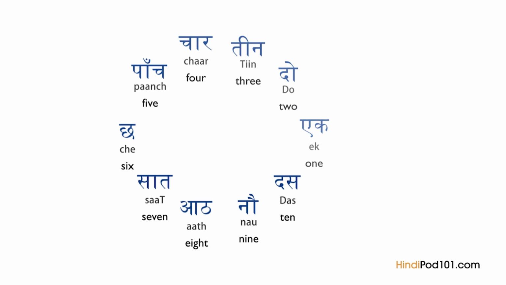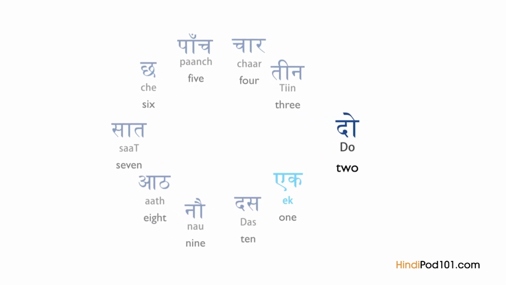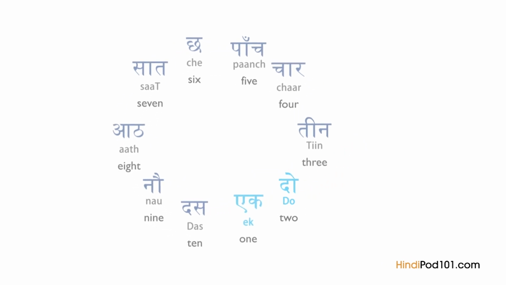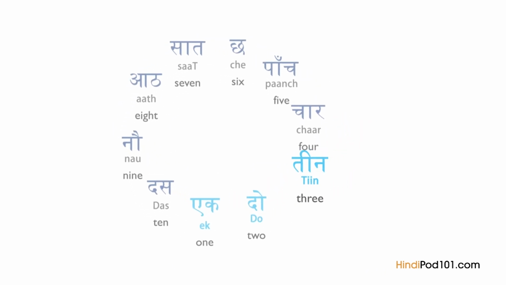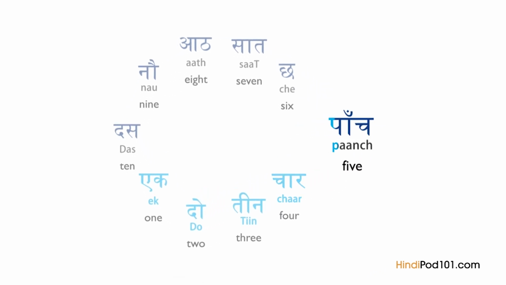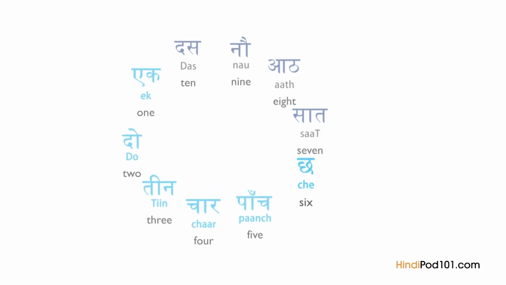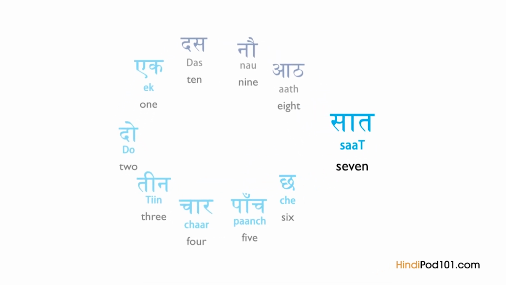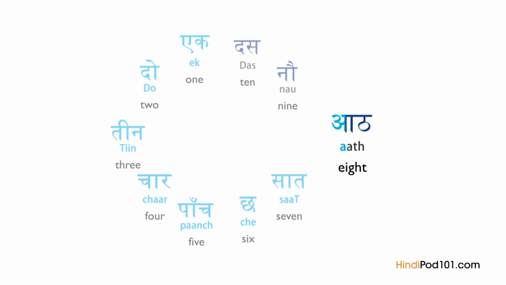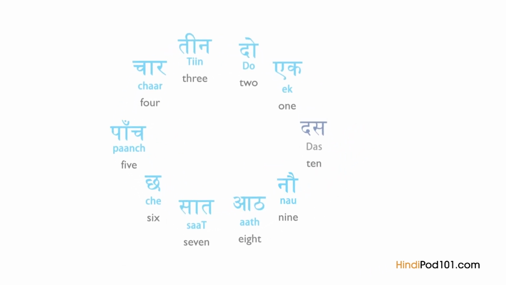Okay, now repeat after me. I'll say the numbers and give you time to repeat each one. एक, दो, तीन, चार, पाँच, छः, सात, आठ, नौ, दस.